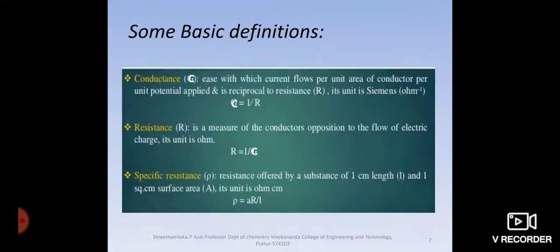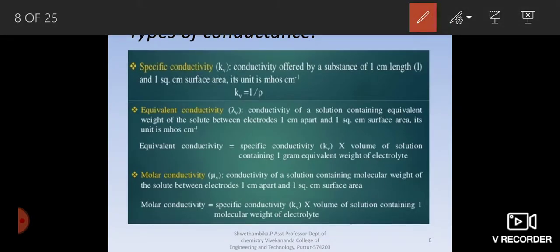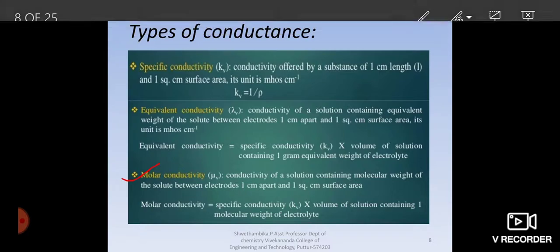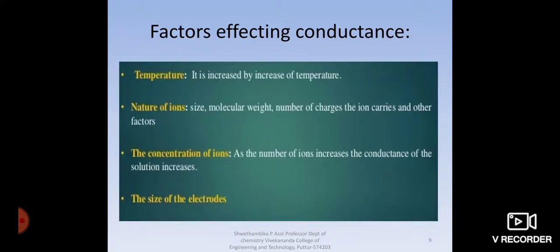Now let us see the third one, that is molar conductivity. Molar conductivity is nothing but the conductivity of the solution containing the molecular weight of the solute. The difference between the two is only this much. Equivalent conductivity is measured by dissolving the equivalent weight of the solute, and molar conductivity by dissolving the molecular weight of the solute. The rest of the definition goes the same way: between electrodes 1 centimeter apart and 1 square centimeter area. All three definitions must be studied.